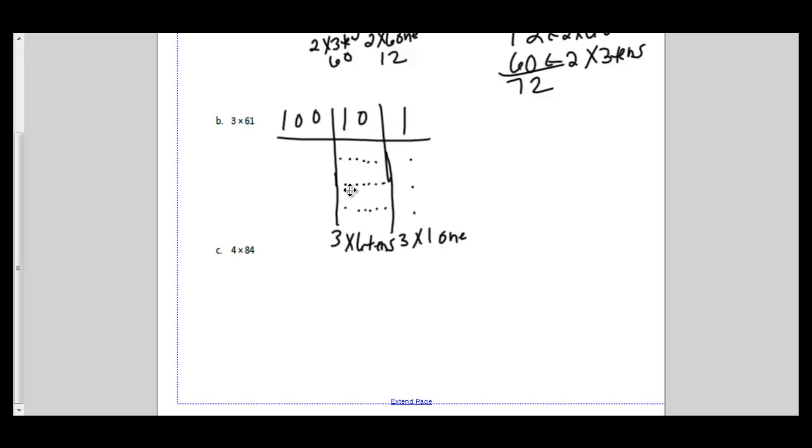I know I can't because I've got 18 here. So here's 6, 7, 8, 9, 10. So I'm going to move those over to the hundreds place. So now I have 183. So let's see if that's what I get when I do this vertically.